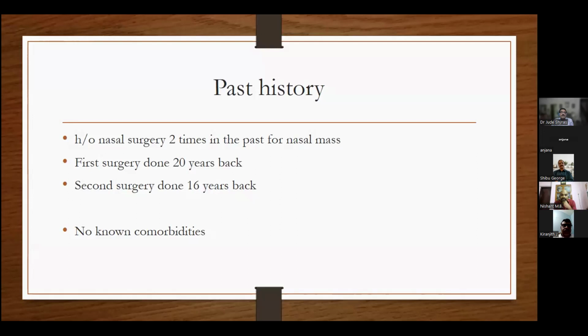You have written no comorbidities. What comorbidity are you going to ask? There was no history of hypertension, dyslipidemia, diabetes mellitus, no history of bronchial asthma. Why is it important in this case? Because the patient had presented with a complaint of nasal mass. So bronchial asthma history would be important.